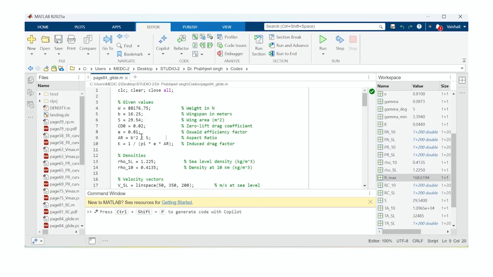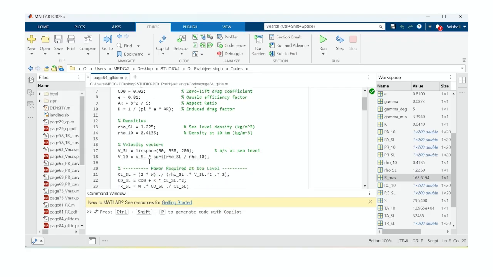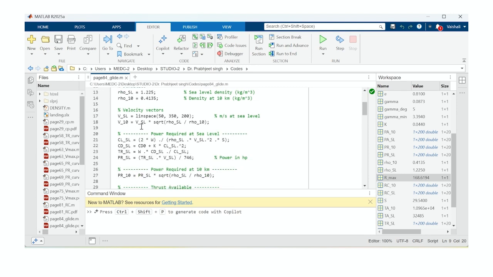So this is the MATLAB code that we had written before for rate of climb. I'll be continuing from the same code. Alright, I'll just revise what we did here. We have written the already given values: weight, wingspan, wing area, zero lift drag coefficient, that is CD naught, Oswald efficiency factor e, aspect ratio, and induced drag factor K. Then we have written two densities, at sea level 1.225 and at 10 kilometers 0.4135, and we created two velocity vectors, velocity at sea level and velocity at 10 kilometers.